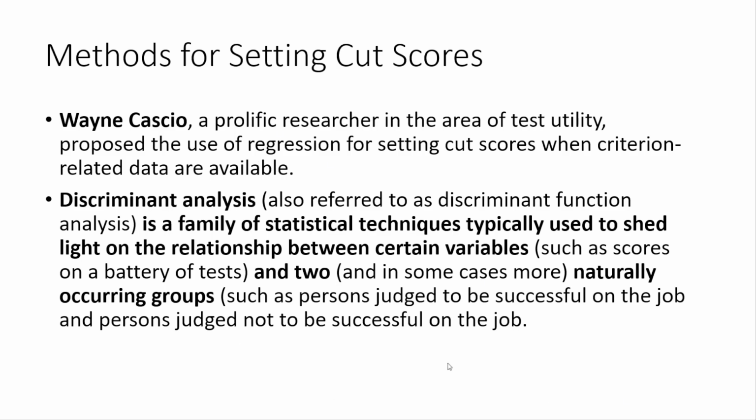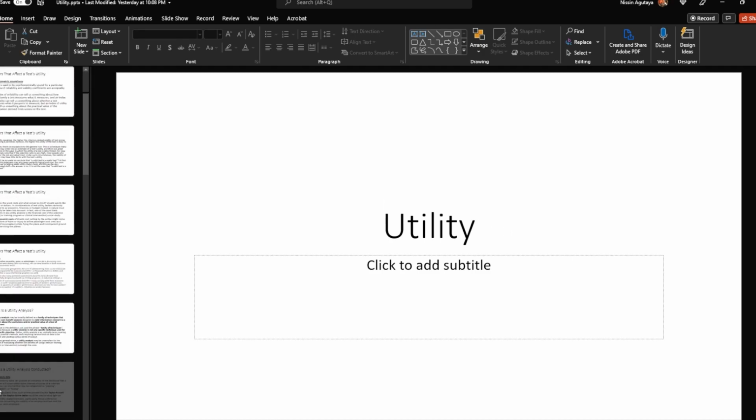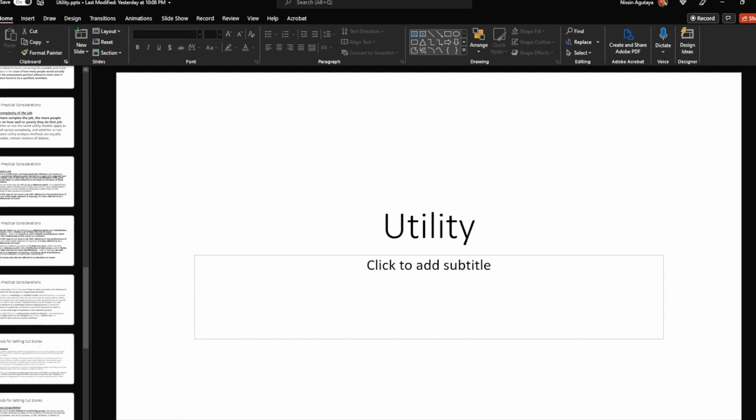That's all for utility. Again, just remember the three utility analysis methods, because those are more likely what will be in your test. So, the difference between the expectancy tables, the Taylor-Russell, and the Naylor-Shine tables, review those first. The rest is how to do the cut-off. So, I think that's it.